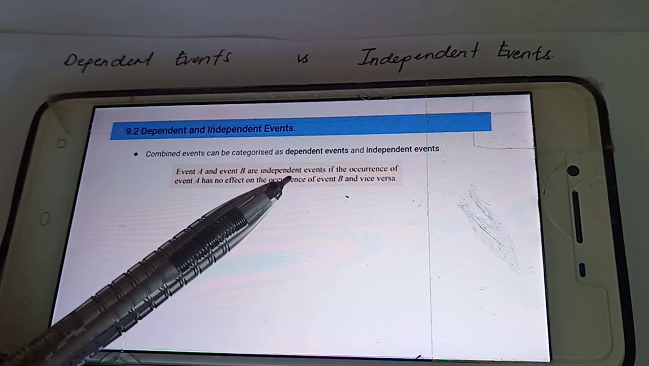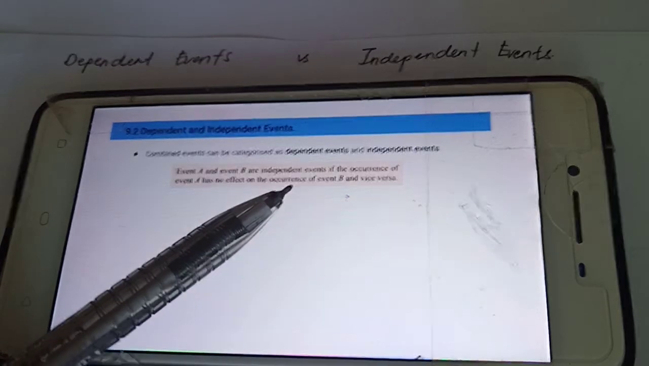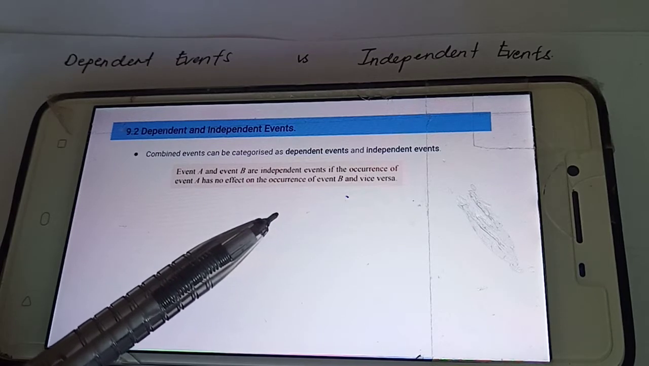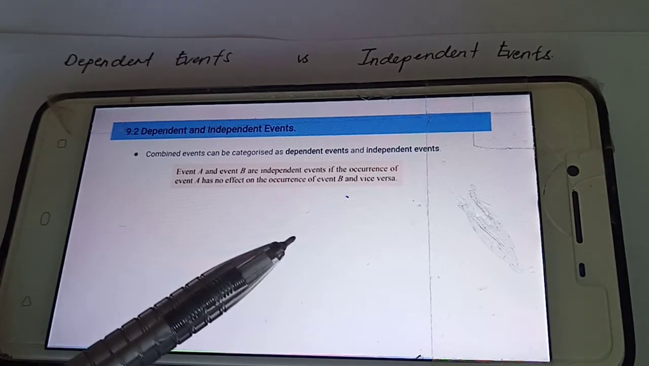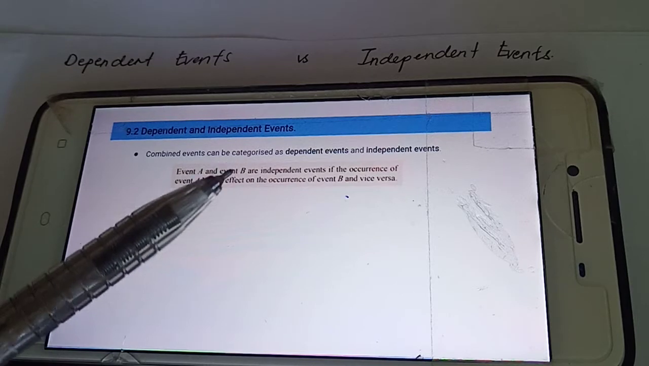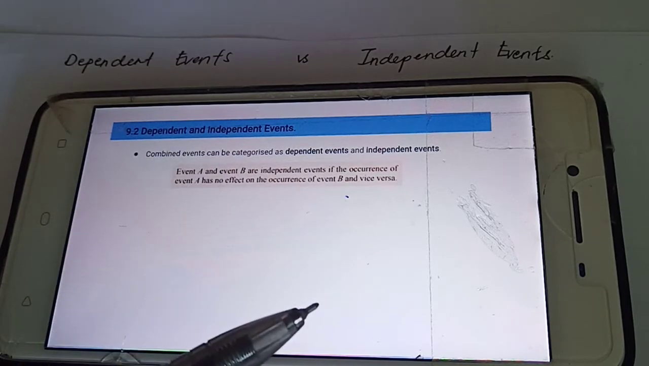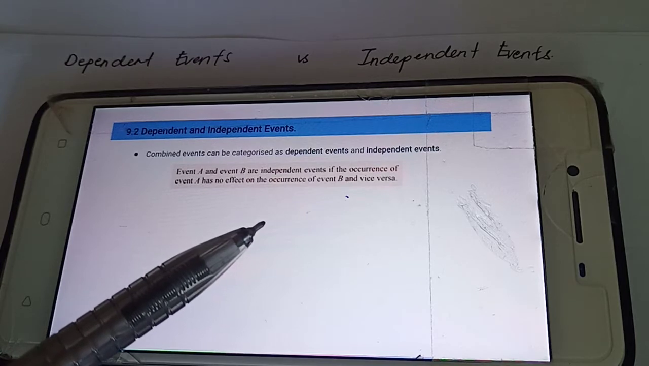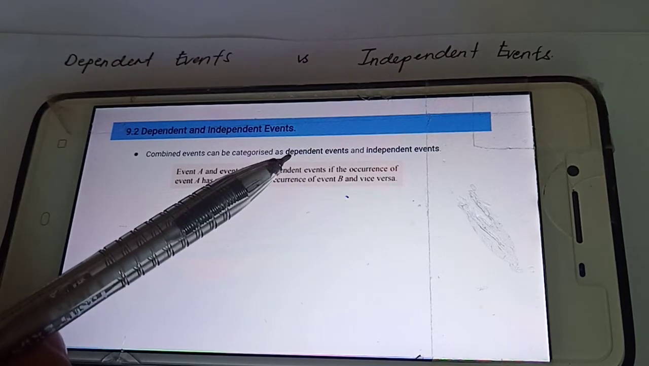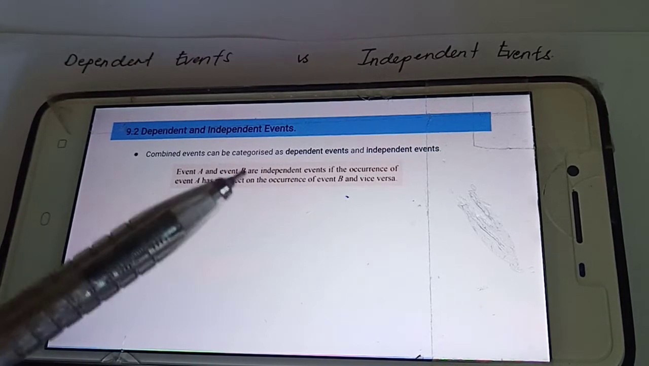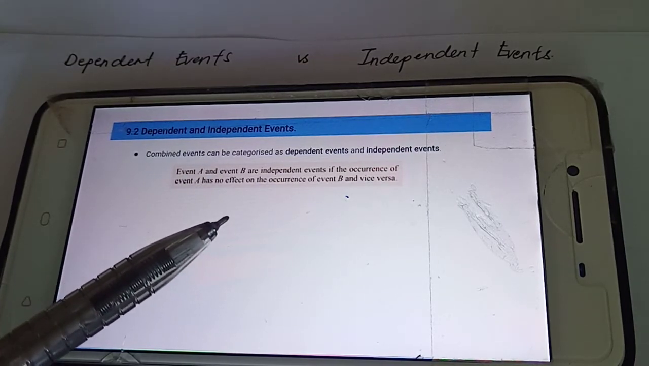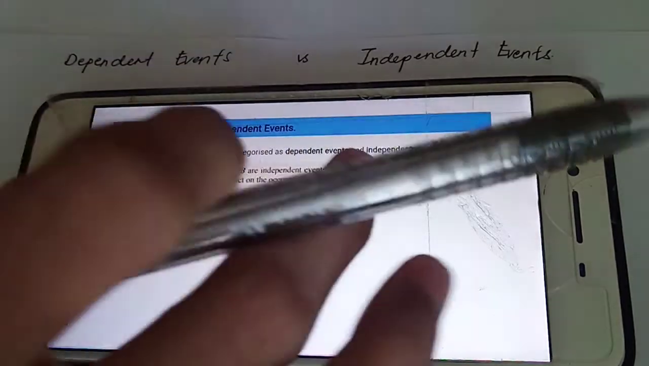Okay, so basically if you have two or more events, we say the events are independent when they are not affecting each other. Event A does not affect event B. Event B does not affect event A. That is independent. Dependent means one event is affecting another. Okay, we'll be looking at a few examples after this. Alright, but first let's have a look here.